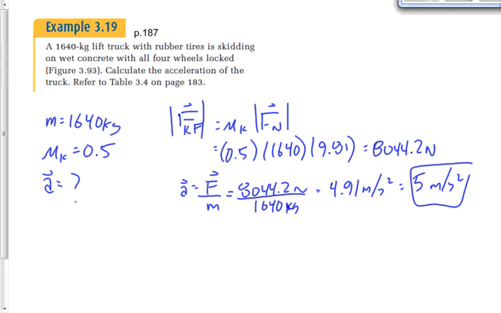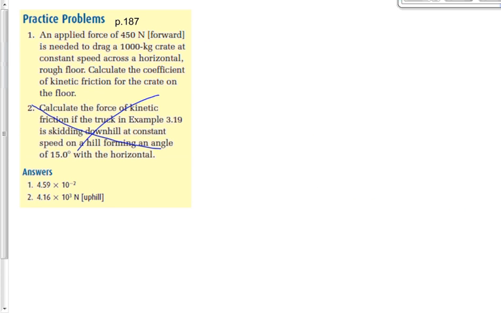Let's try a couple that go with that. Or at least one, I should say, that goes with that. Hey, do you know why I've scratched out question number 2? Read it for a second. Read it and tell me why I've scratched it out, why we don't have to know how to do that yet. We will have to, but not yet. Yeah.